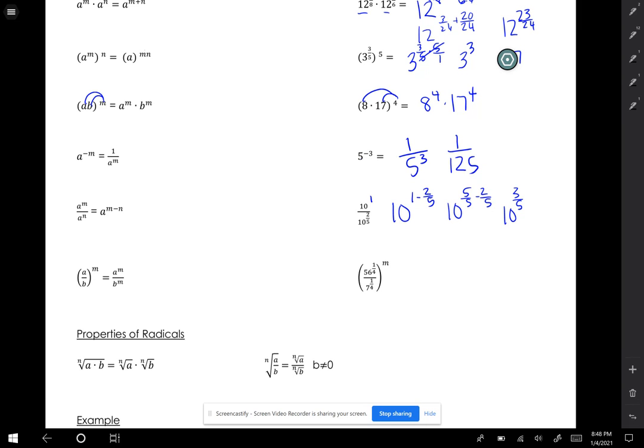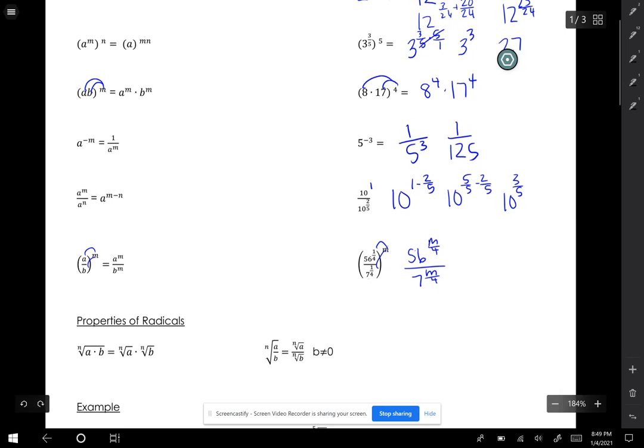And then for this last property, they're just saying if you have a fraction and it's all to one exponent, you can distribute the exponent into the top and the bottom. So over here on the right-hand side, we have 56 to the 1/4 over 7 to the 1/4, and that whole thing is to the power of m. So we can actually distribute that power. So it'd be 56 to the 1/4 times m, so m over 4, over 7 to the 1/4 times m would be 7 to the m over 4.